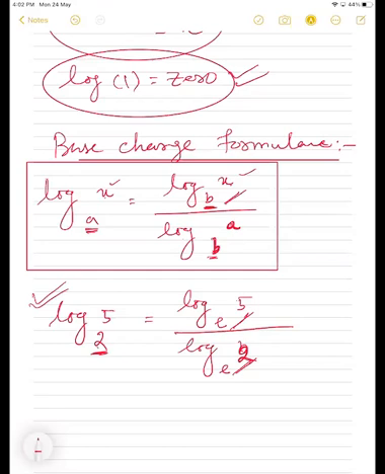Log 5 base 2 was there, I wrote log 5, made the base e, so what will I do below? Log e, here b to the power x, here b to the power 2. So that is the thing that we can write: log base e means ln 5 by ln 2. I can write that, no doubt. Okay.